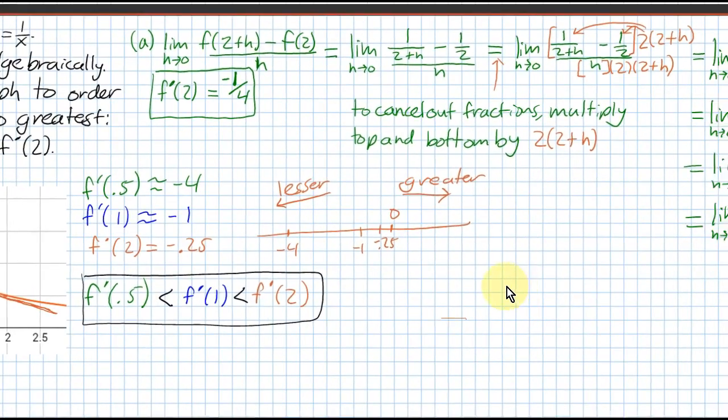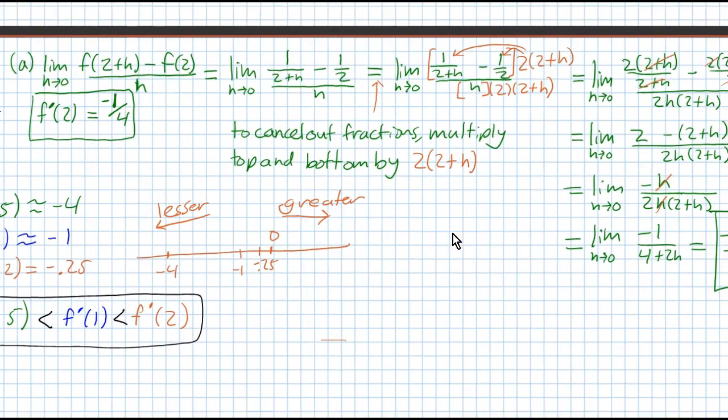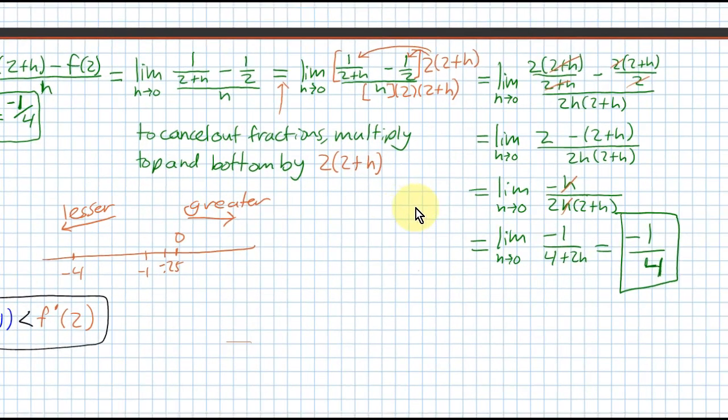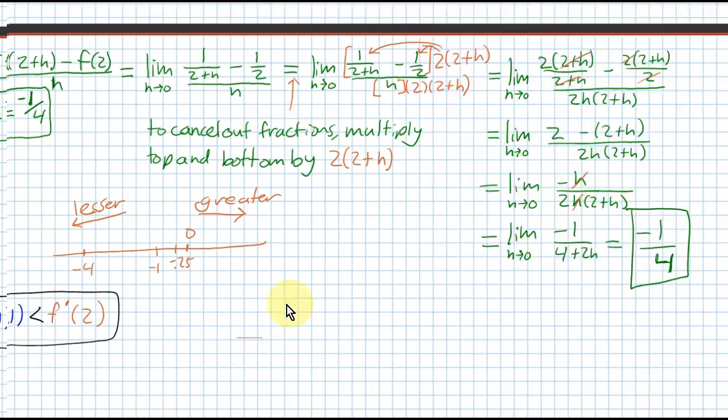So over here, I just plugged in 2 plus h and 2 into the function, and that's what those results are. And then to deal with these fractions inside this fraction, I multiplied both the top and the bottom by 2 times 2 plus h, so it doesn't change it. That's a way to clear out fractions within fractions. And when you distribute that into the top, everything cancels out, and you end up with a nice limit, kind of like the ones we did in chapter 1, and it ends up being negative 1/4.